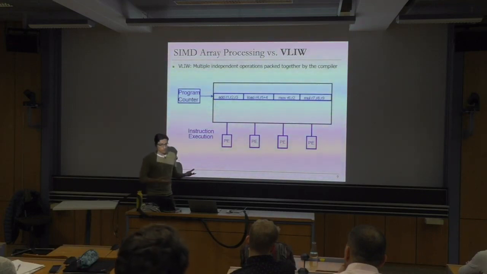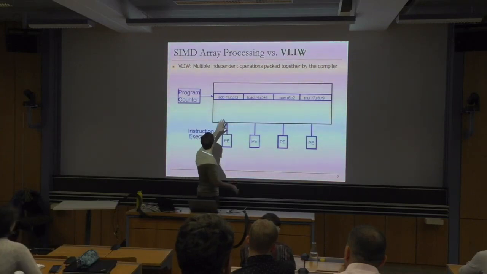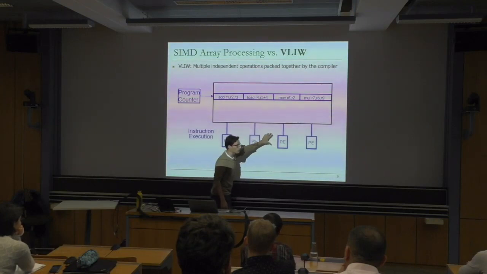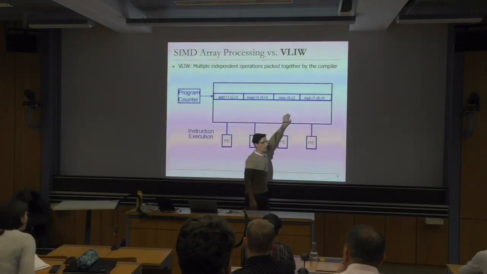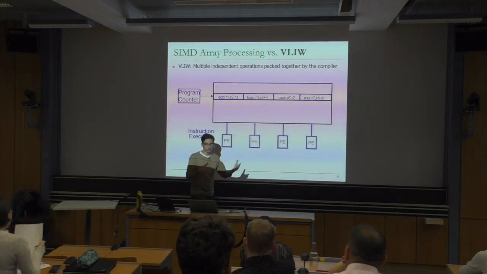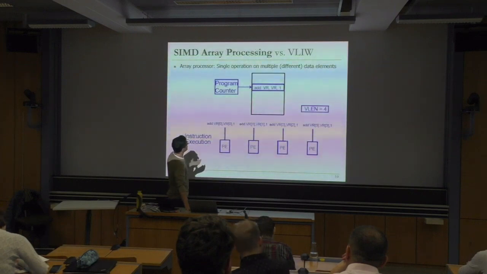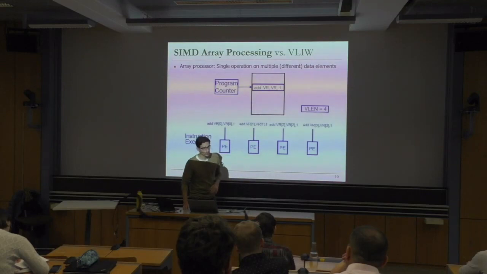Why is this different from SIMD processing? Well, I think it must be clear that here we have multiple processing elements as well, but on each of them we are going to execute a different instruction that will be likely working on different data elements as well. While in a SIMD processor and a SIMD array processor, we have one single instruction, and this instruction is executed on the 4 elements, operating on different data instances.